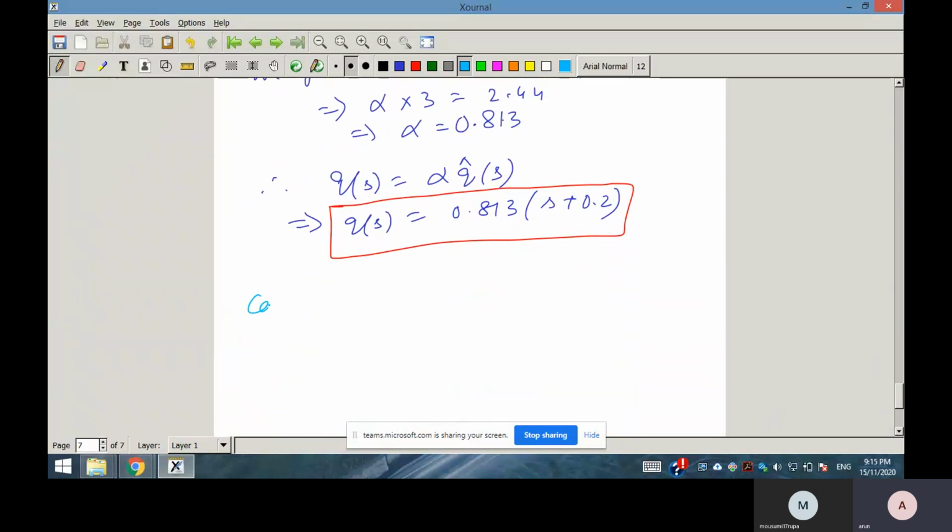So case 2, I have chosen, then I will show the comparison. Case 2, suppose I have chosen Q hat equal to S plus 2. Now these are the roots I have chosen, not too far away from the imaginary axis, and not too close to the imaginary axis. So that's why this is a medium value I have chosen.